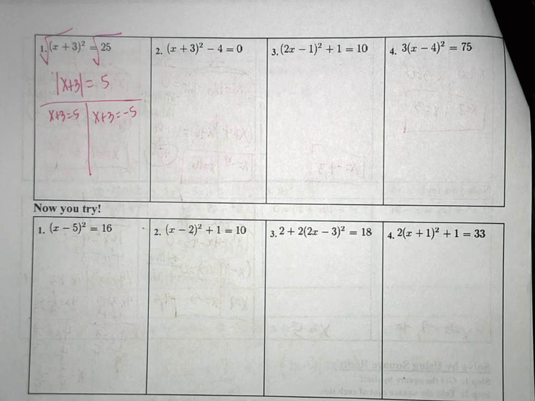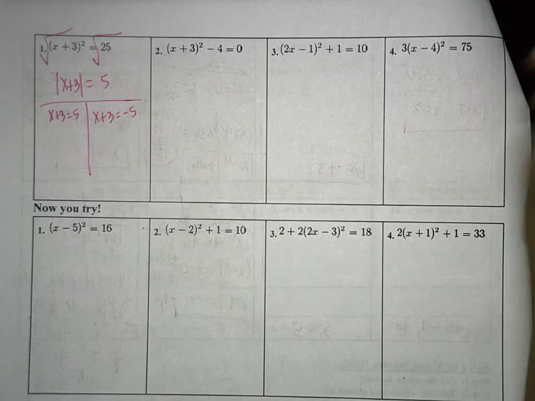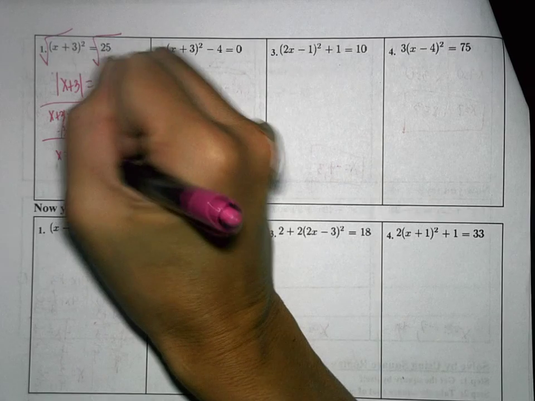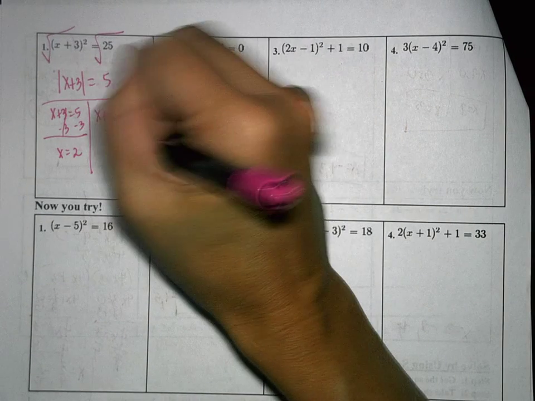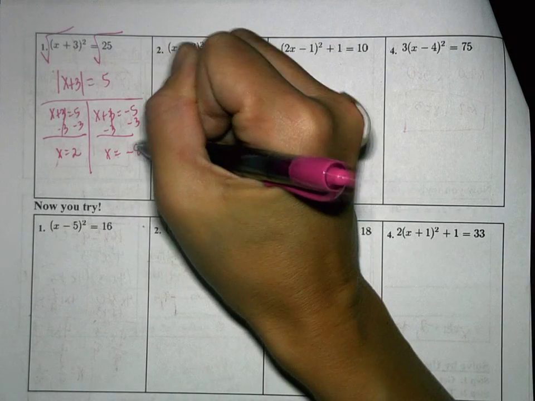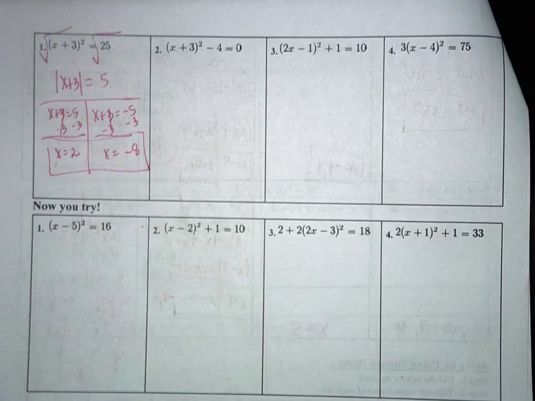From that point, we want to get x by itself, and so I subtract 3 from both sides, and I get x equals 2. Here, we subtract 3 from both sides, and x equals negative 8. We just did opposite, huh? Perfect. All right.